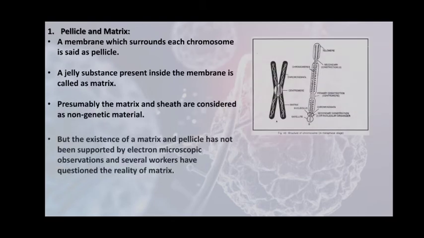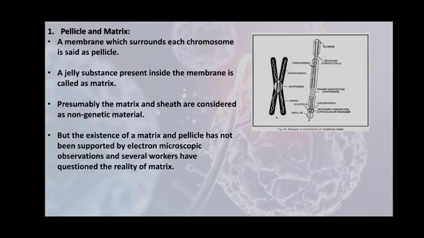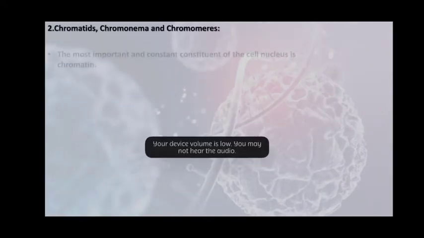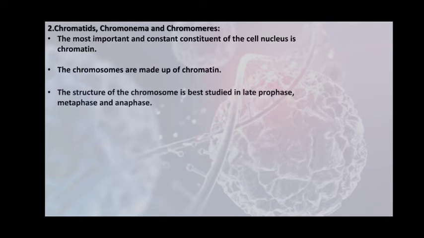Pellicle is the outermost covering of the chromosome, formed of non-genetic material, and inside the pellicle is a jelly-like substance called matrix. It is also composed of non-genetic material. The matrix is formed from the nucleus during telophase of cell division, but the structure of matrix and pellicle has not been supported by several workers like Darlington. He discarded the presence of pellicle, and the existence of matrix and pellicle has not been supported by the electron microscope also.